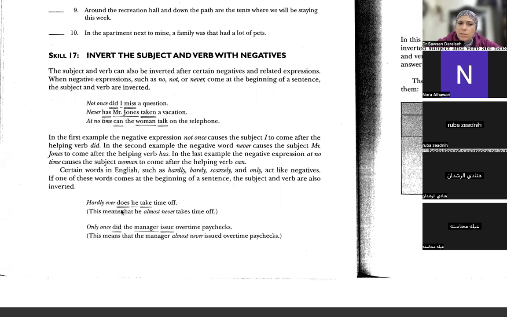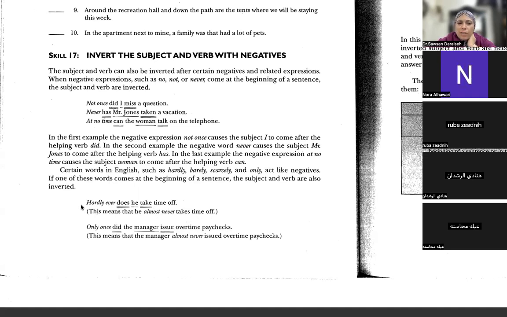Look, auxiliary, auxiliary, auxiliary. So when we have a main verb like this, we need, as we said before, either do or does. If we need past, we use did. As you can see here, we're talking about something in the past. So hardly ever does he take time off. This means that he almost never takes time off.